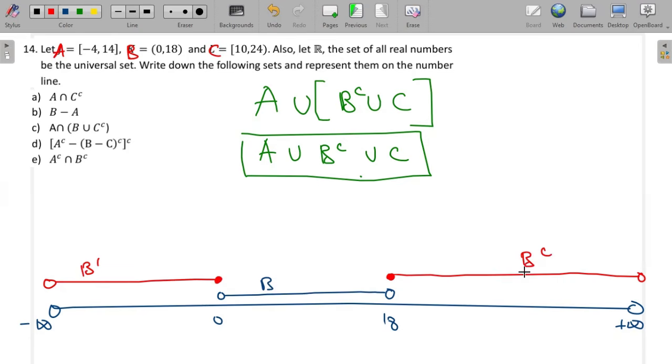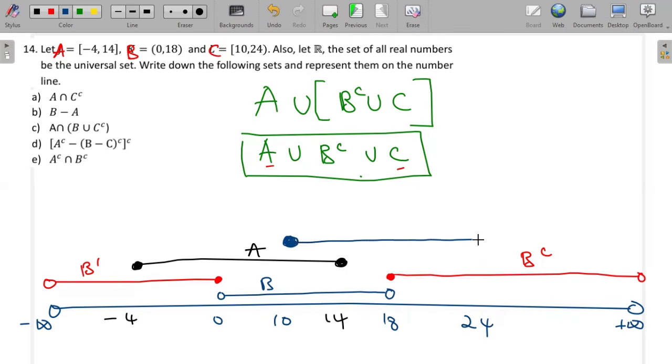So where is this B complement unionizing the A and the C? Let's plot the A. The A is from minus 4 to 14. So it will be from here all the way to 14. This is my A. And then where is my C? C is 10 to 24. So 10 will be between 0 and 14, and 24 will be after 18. So here the 10 is included.